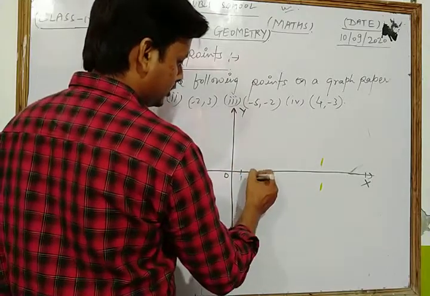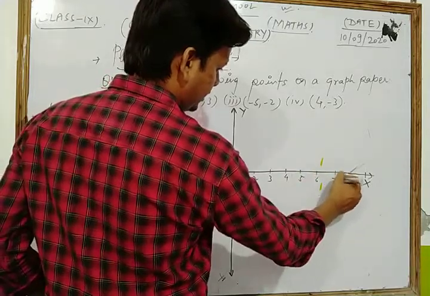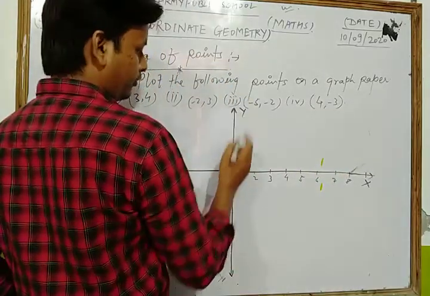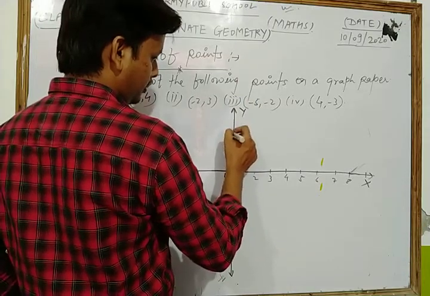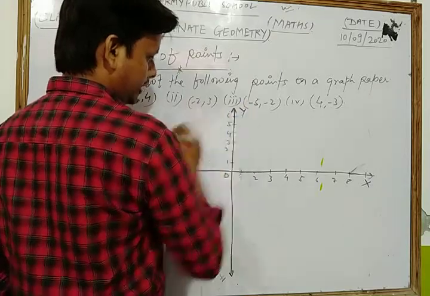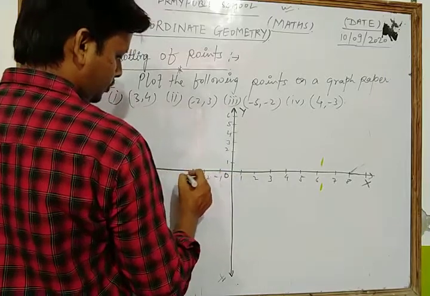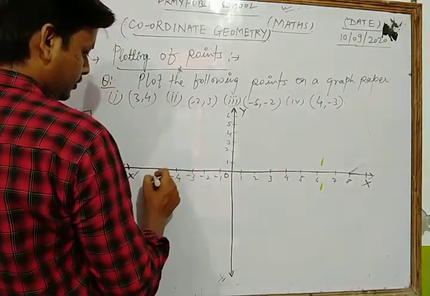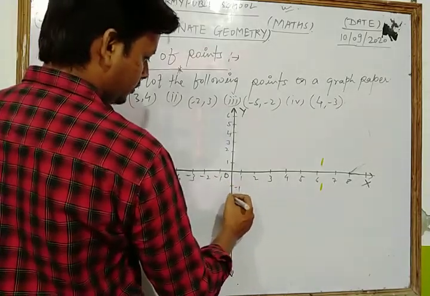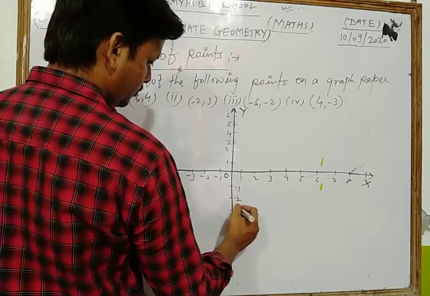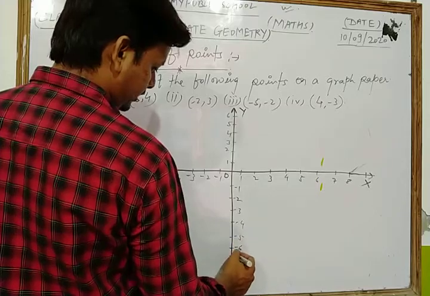So we write 1, 2, 3, 4, 5, 6, 7, 8. This is the positive direction of y, so we write 1, 2, 3, 4, 5, 6. This is the negative of x, so we write minus 1, minus 2, minus 3, minus 4, minus 5, minus 6. This is the negative of y, so we write minus 1, minus 2, minus 3, minus 4, minus 5, minus 6, minus 7.